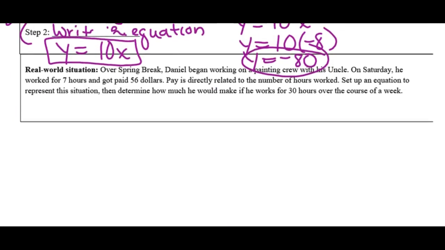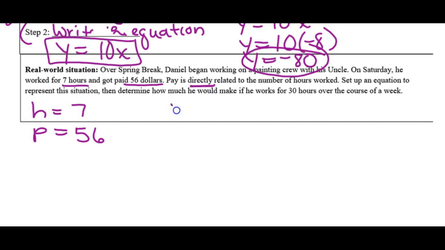So let's read through that one. It says, over spring break, Daniel began working on a painting crew with his uncle. On Saturday, he worked 7 hours and got paid $56. So he had hours of 7, pay of 56. I'm just going to write that down so I don't have to go back and read through that. Pay is directly related to the number of hours worked. Well, we see that word direct, but it's relating pay and number of hours.